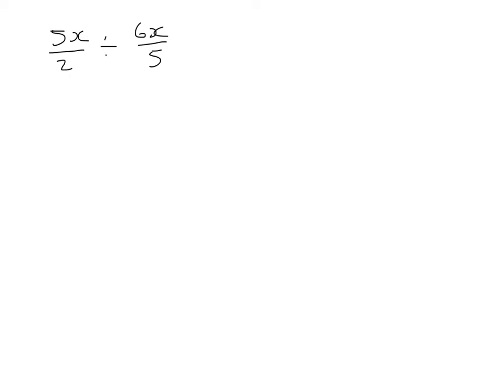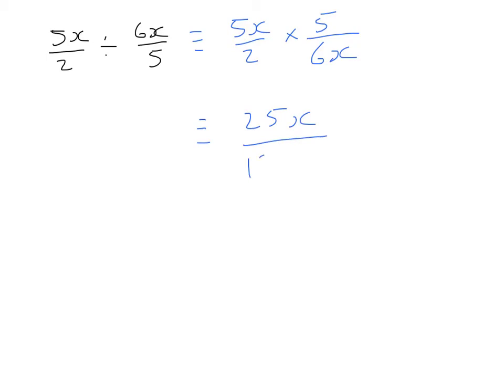Again, we will divide algebraic fractions the same way that we would divide regular fractions. So we're going to keep the first fraction, flip the second, and then change the sign. So this is going to be the same as 5x over 2 multiplied by 5 over 6x. That becomes 25x over 12x. And now we can't simplify the numbers, but the x's will cancel to give 25 over 12.